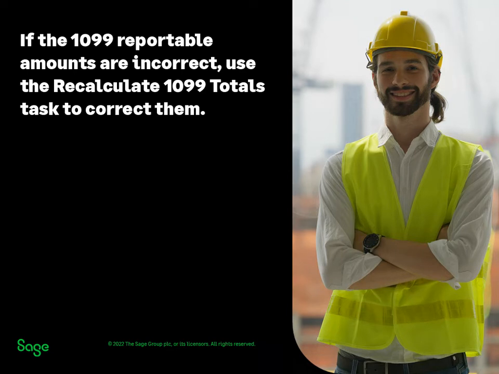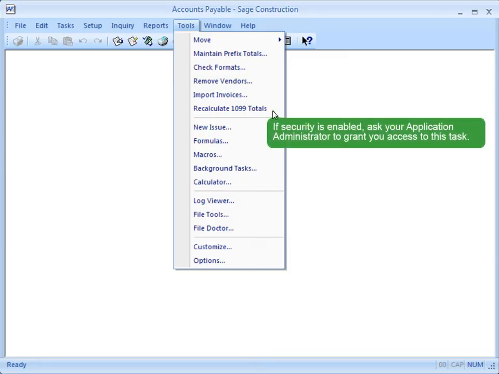If one of the mentioned items occurred during the calendar year, your 1099 totals may be wrong. Fortunately, the software has a tool that can fix this for you. It's called Recalculate 1099 Totals. This tool is located on the Accounts Payable Tools menu. If security is enabled in Sage 300 Construction and Real Estate, you will need to ask your application administrator to grant you permissions to access this task.